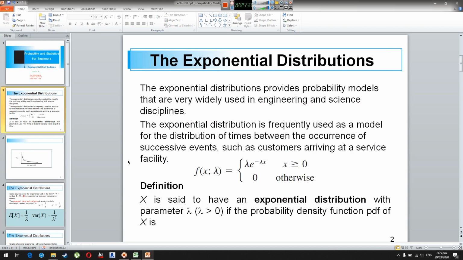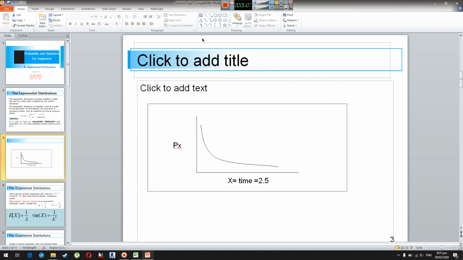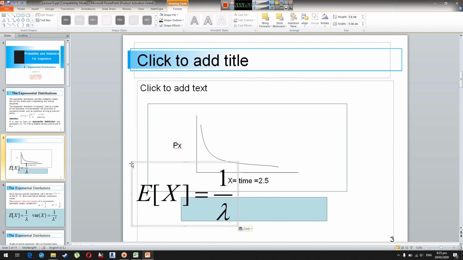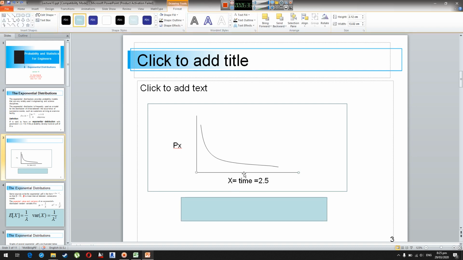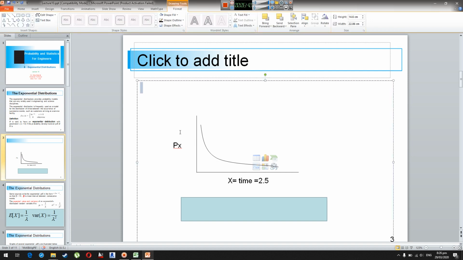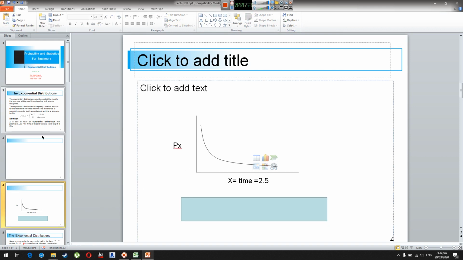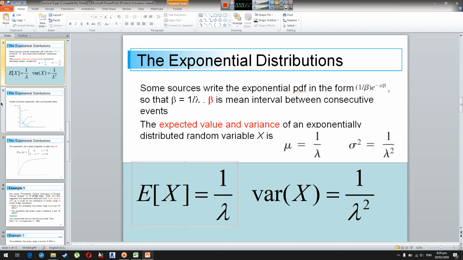Now, the probability density function for exponential distribution is f of x. Let me write it here. I have already explained that, so I will delete that, or I can use another slide for that. So the probability density function in the case of exponential distribution will be small f.